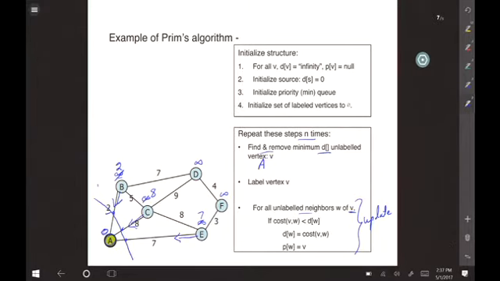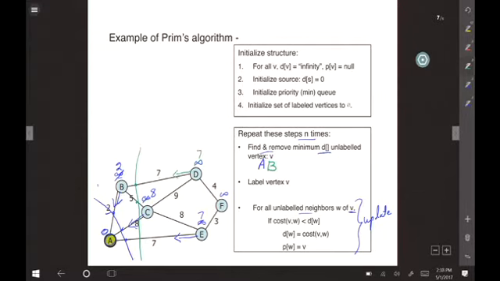So now I think that we have finished one iteration of this process. Let's do another one. Find and remove the minimum D unlabeled vertex. Well, what do we have for our Ds? We've got 2, 8, 7, big. I'll take 2. How about you? Okay, so we remove B, which means label it, and then update along the horizon. Update B's unlabeled neighbors. 7 is better than infinity, so I change this to 7 and indicate the predecessor.